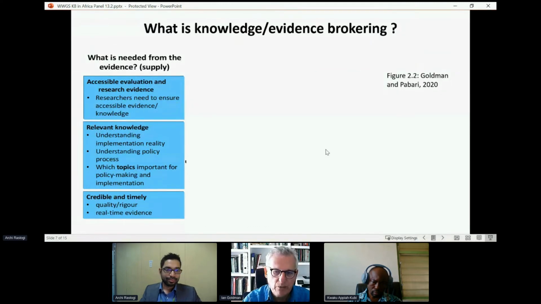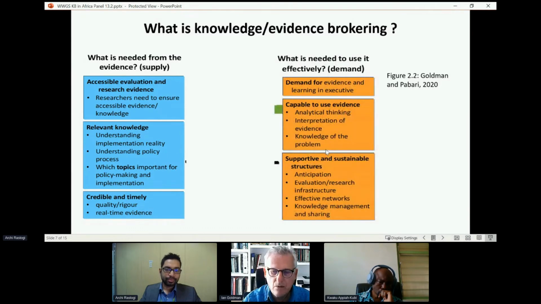So when we think about knowledge brokering, we need to think about the supply side, making evaluation and research evidence and other evidence accessible, making sure the knowledge is relevant, credible and timely. And we also need a demand side. We need there to be demand for evidence and learning in the executive, or if you're a nonprofit, in your management or board.